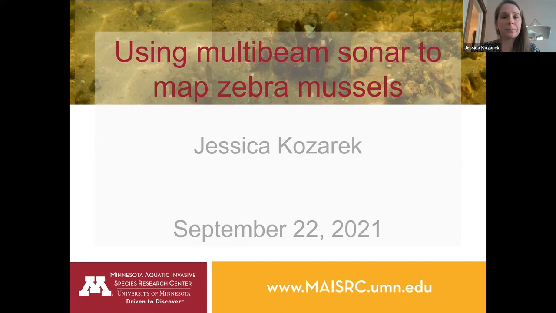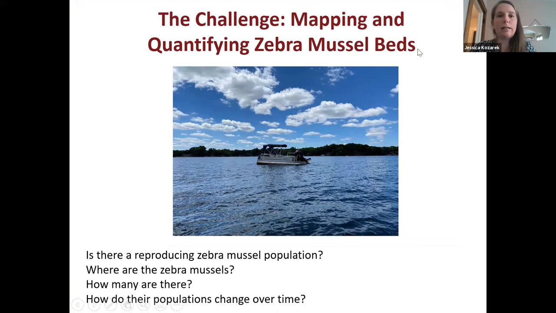So the challenge here is that when you have a large water body and you're trying to know how many mussels are there, it's really a daunting task. And current methods like scuba diving or Ponar sampling, et cetera, just can't give you a whole picture at a large spatial scale. And so the idea is to be able to map and quantify zebra mussel beds. And this can really help to answer the questions about, is there a reproducing zebra mussel population? Where are they? How many are there? And how do the populations change over time?